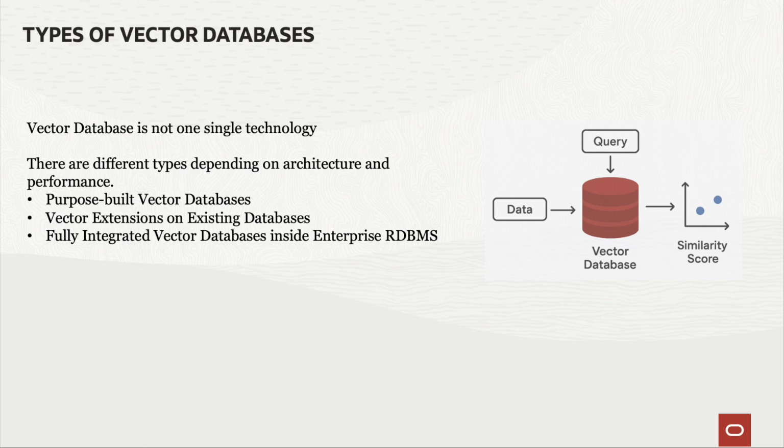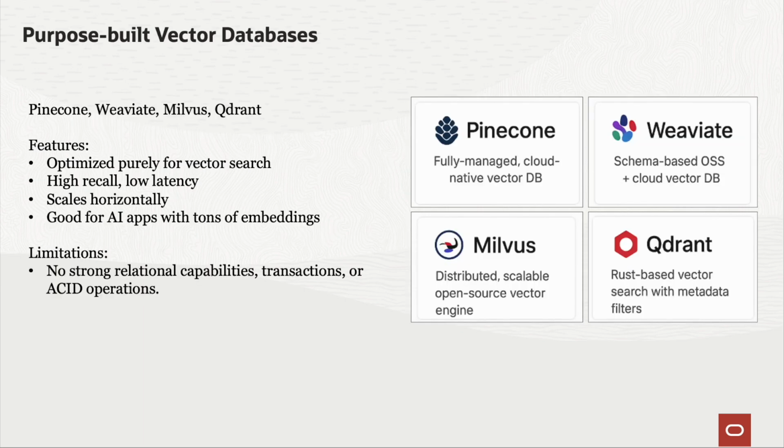Each approach has its strengths, and the right choice depends on what you really have in place and how tightly you want vector search to fit within the rest of your data environment. So as we said, some databases are designed from the ground up purely for vector work, and examples of these include Pinecone, Weaviate, Milvus, Qdrant.